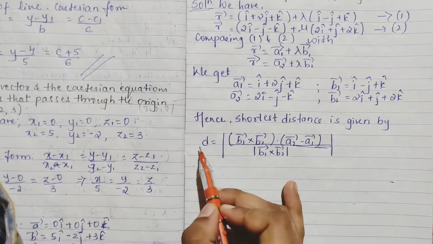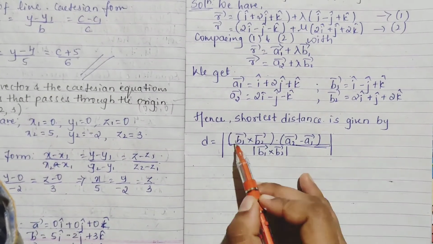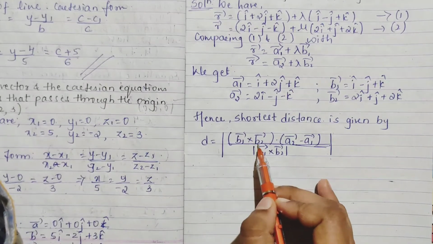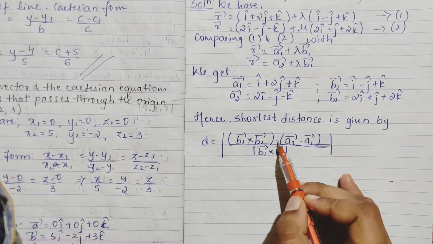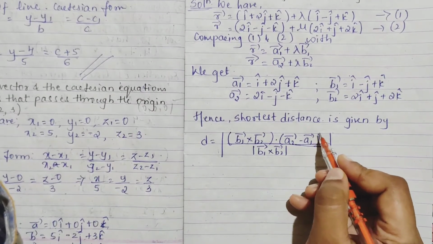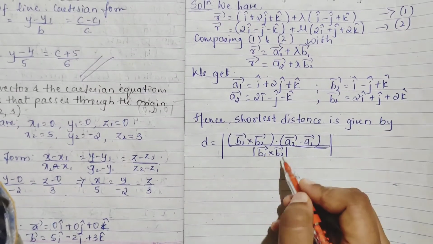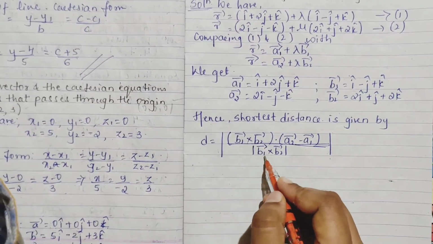So the shortest distance is given as d equals, see, this is modulus: modulus of (vector b1 cross vector b2) dot (vector a2 minus vector a1), whole divided by the modulus of the vector b1 cross vector b2.